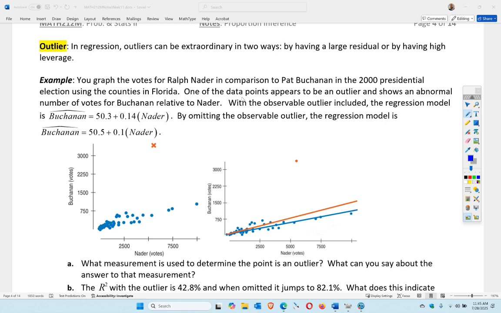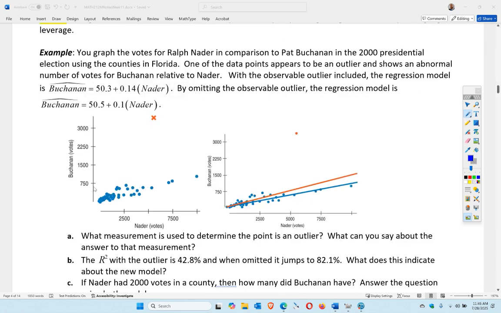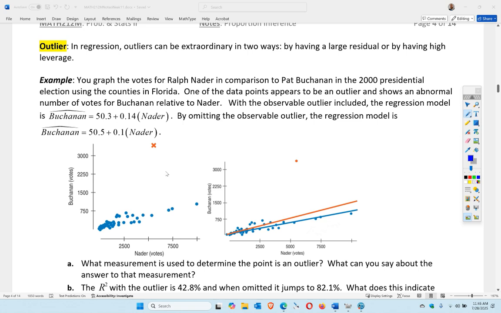Okay, so look at the Buchanan and Nader votes in a particular place here. Those are two people that ran for office back in 2000. It's irrelevant who or what, but just get some good data.